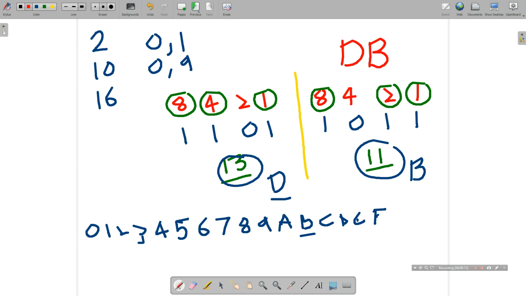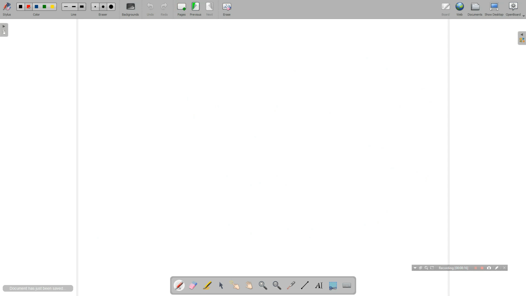Let's just try one more example to make sure that we're clear on this. So let's just try another number. So a base 10 number. Let's have the number 121. So that's in base 10, that's decimal or denary.